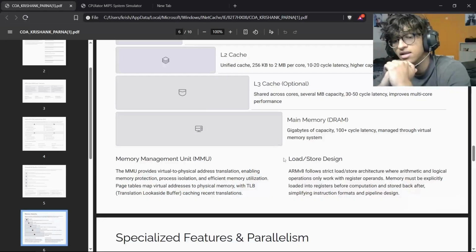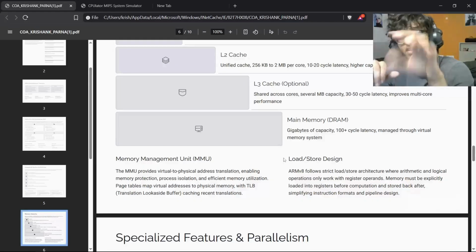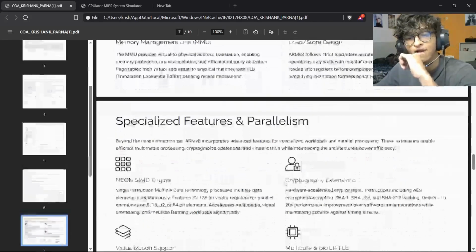In the load-store design, ARM follows a strict load-store architecture where arithmetic and logical operations only work with register operands. Memory must be explicitly loaded into registers before computation and stored back after, simplifying instruction formats and pipeline design. Next.